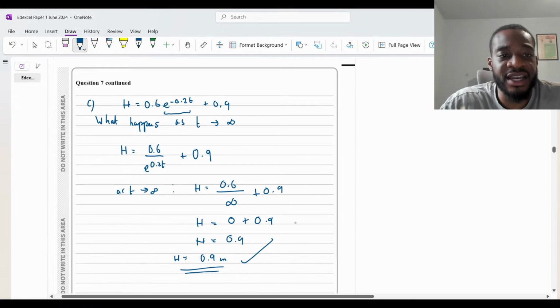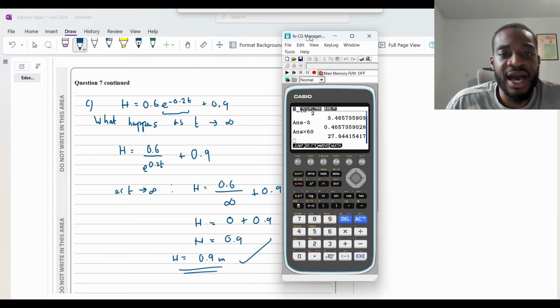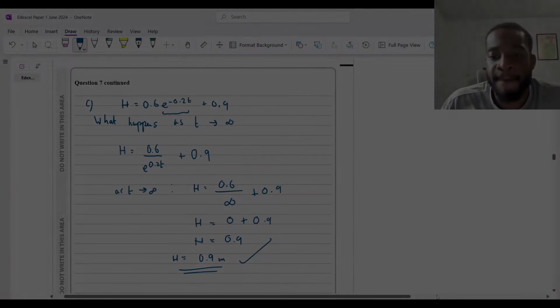And that is it. Again, as I said before, you could just plug a really, really big number into your calculator and it will do the job for you. So let's just say, for example, you can try it on your own. Plug in 0.6 e to the minus 0.2 times, I don't know, 10 to the power of 10, plus 0.9. It will give you 0.9 as well. So yeah, that is it for question 7.